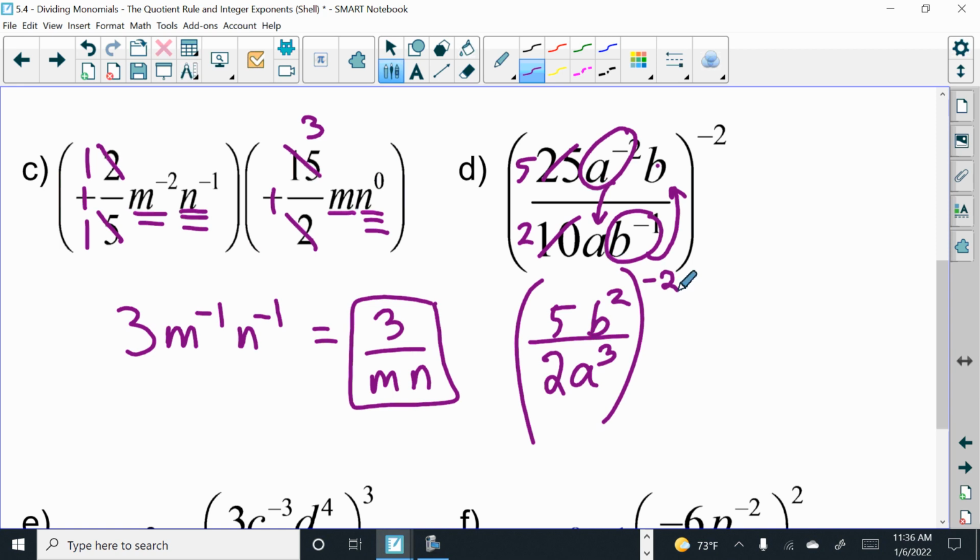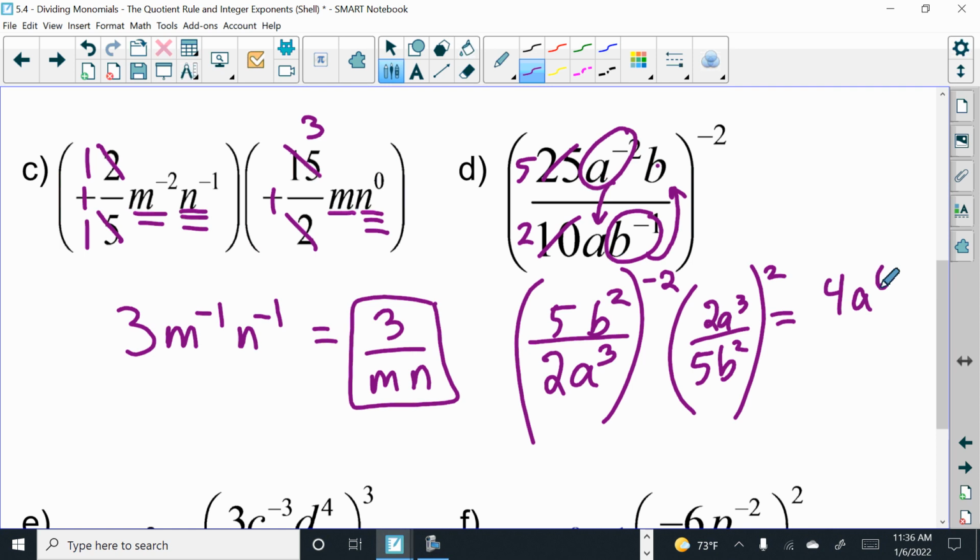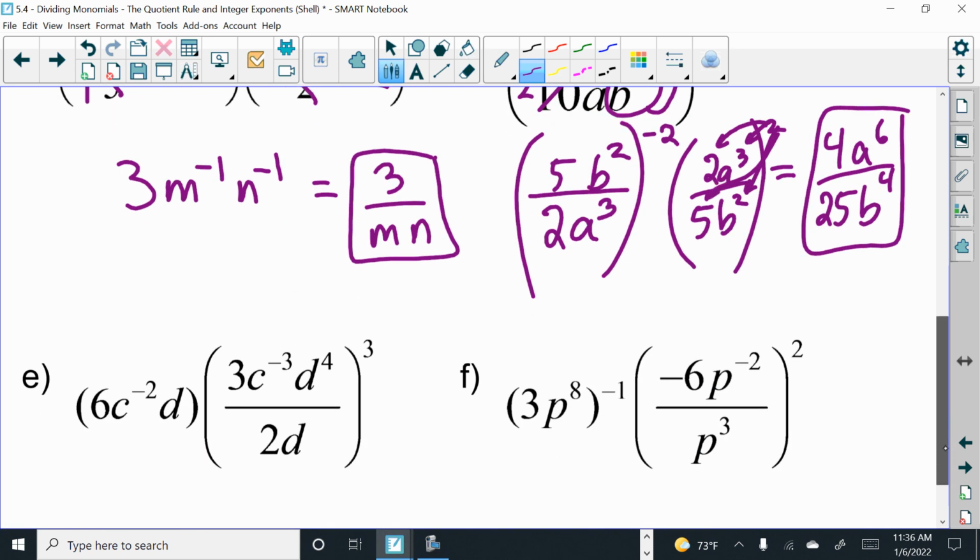Now, let's use the pro tip. Let's flip and change the outside exponent. So flip and change the outside exponent. So now that's going to be 4a to the 6th over 25b to the 4th. Why, Moto? Because I distributed the exponent to every exponent inside. Make sense? Yes. Easier than you had anticipated, guys?